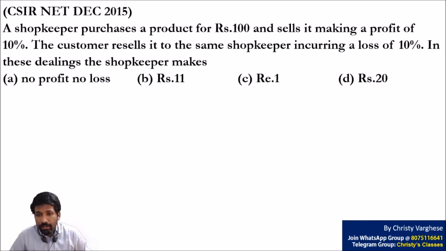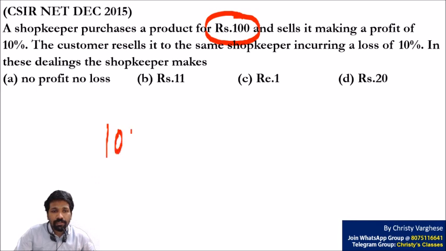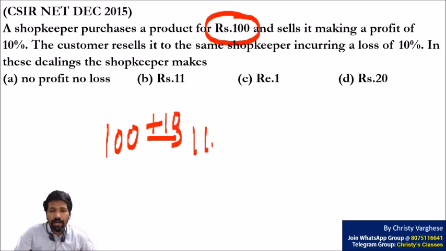Now let's start explaining. This question was actually asked in one more NET exam. I will show you that question in the next class. Anyway, a shopkeeper purchases a product for ₹100 and sells it, making a profit of 10%. The customer resells it to the same shopkeeper, incurring a loss of 10%. In these dealings, does the shopkeeper make a profit or loss, and how much? That is the question. So we can start with this value itself, 100 rupees, and he sells it making a profit of 10%. 10% profit means 10 rupees added, 110.